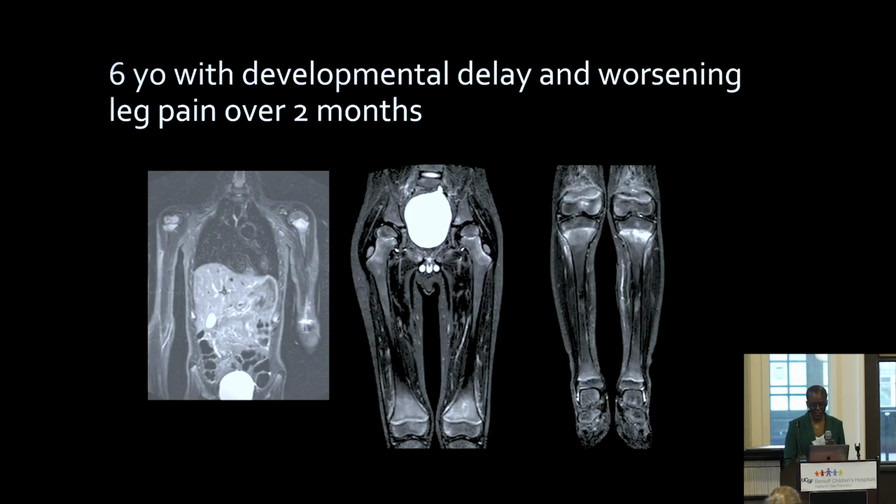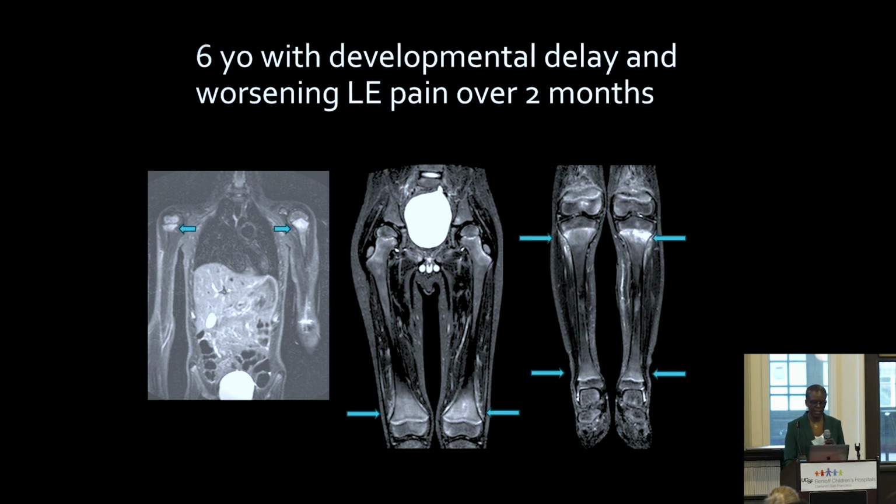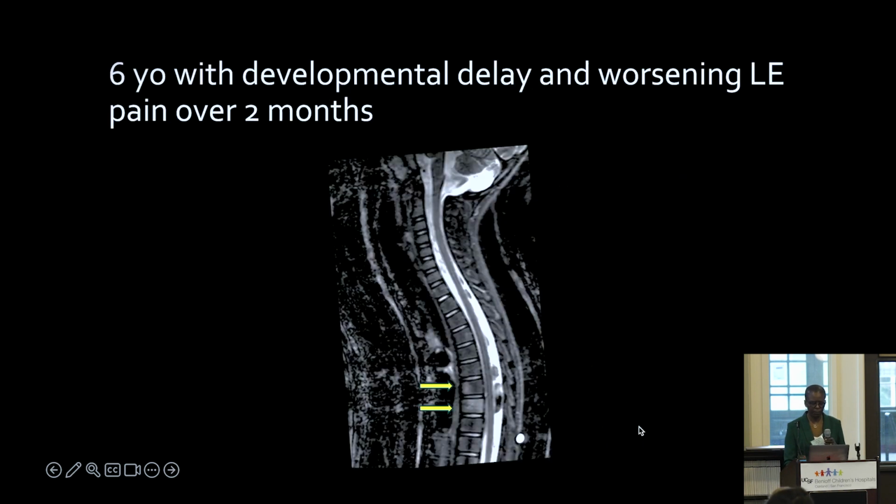So this is a 6-year-old with developmental delay and worsening leg pain over 2 months. So total body MRI was done. You can see that there are metaphyseal abnormalities in the proximal humerus, distal femur, proximal tibia, and distal tibia. This was really a diagnostic dilemma for multiple services in the hospital that were trying to figure out what was going on with this child. The sagittal spine also shows lesions in at least two vertebral bodies.